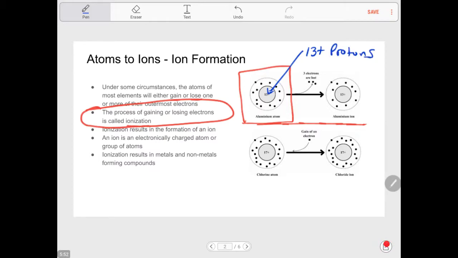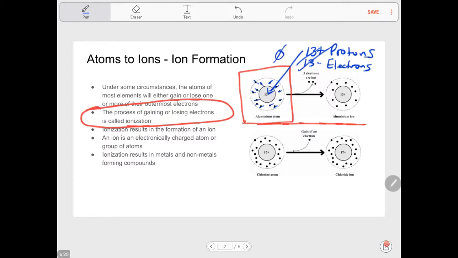Okay. And now let's count around the outside. 1, 2, 3, 4, 5, 6, 7, 8, 9, 10, 11, 12, 13 electrons. So that means we have 13 negative electrons. So is that a perfect balance? You bet it is. 13 positives and 13 negatives cancel out. So that means we have an aluminum atom. Why is that? Because 13 positives and 13 negatives cancel out. We have an overall charge of 0. That's why it's an atom.